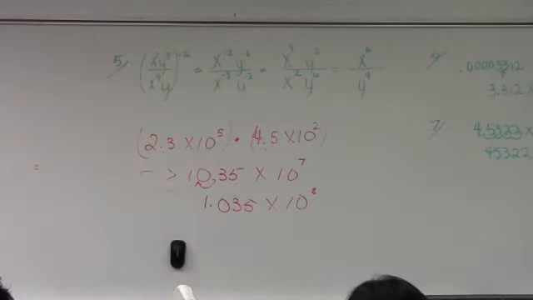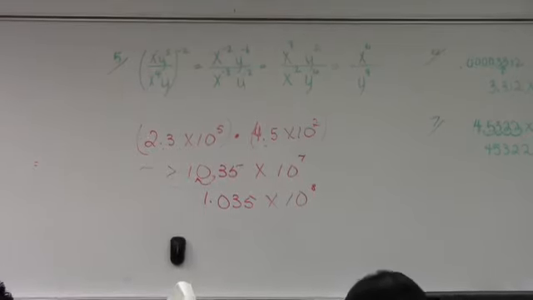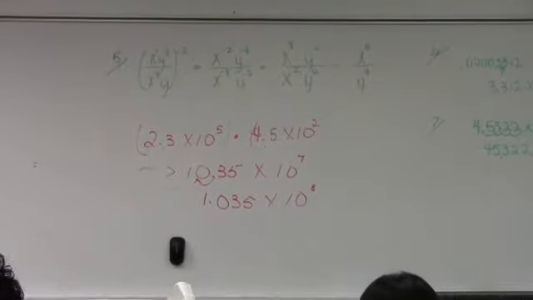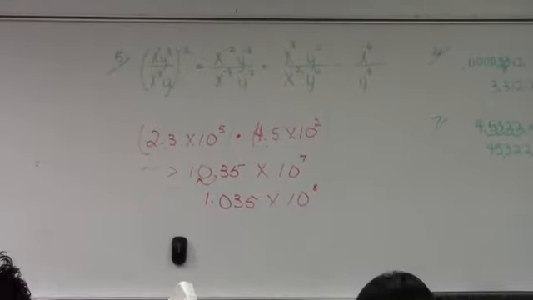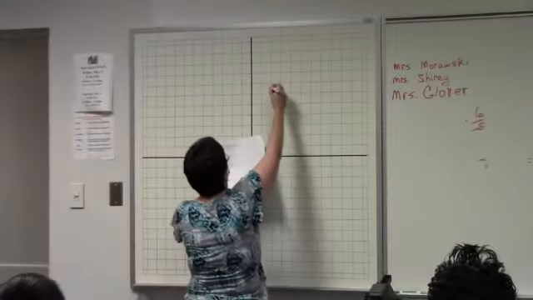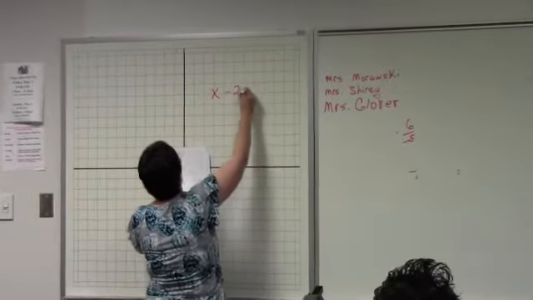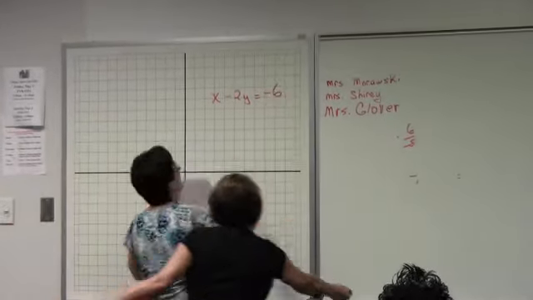Okay. Next. I picked the easy one. Number 12. It says, find the x and the y intercepts, and then graph.